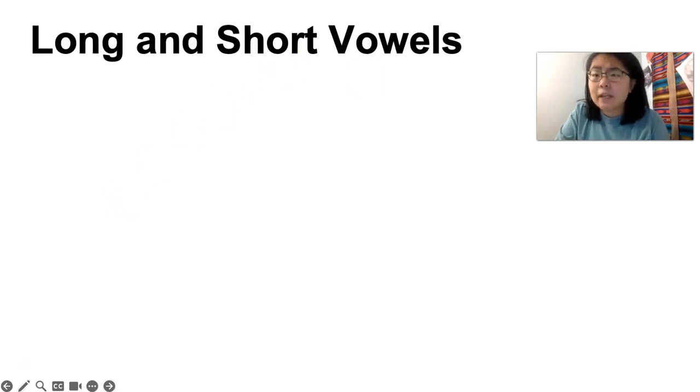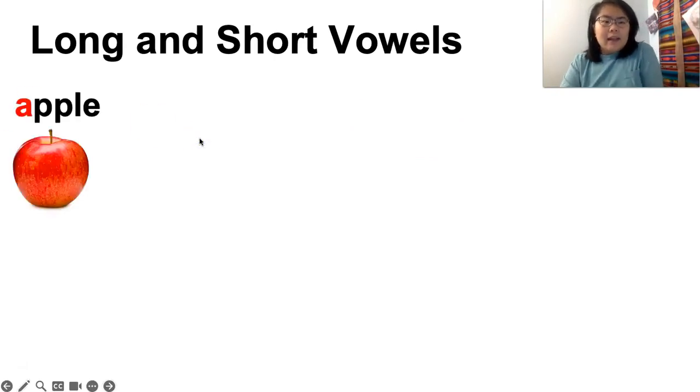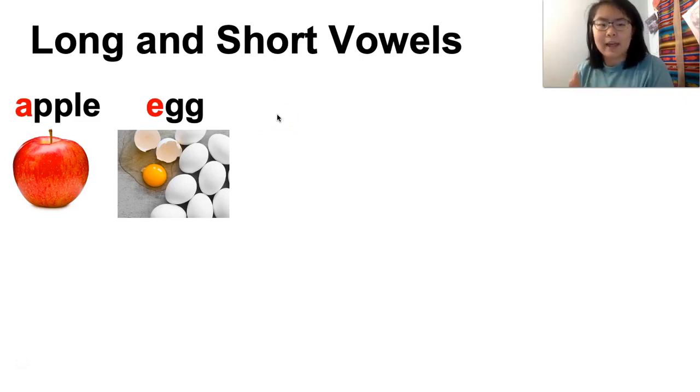So, some of you may have learned, and native English speakers as well, I remember learning about long and short vowels. So remember, our vowels A, E, I, O, U, we learned in school there is a long version and a short version of the vowel sounds. Example, we have apple, short A, apple. Egg, short E, egg, right? Apple, egg.